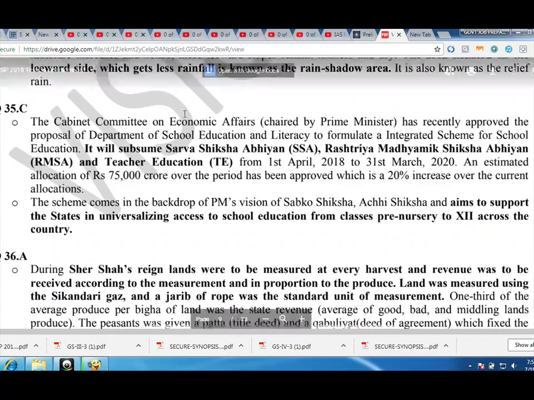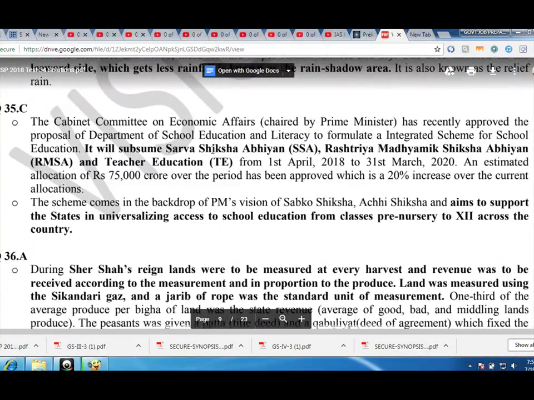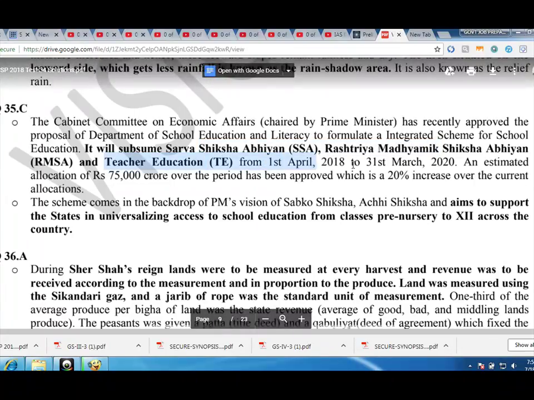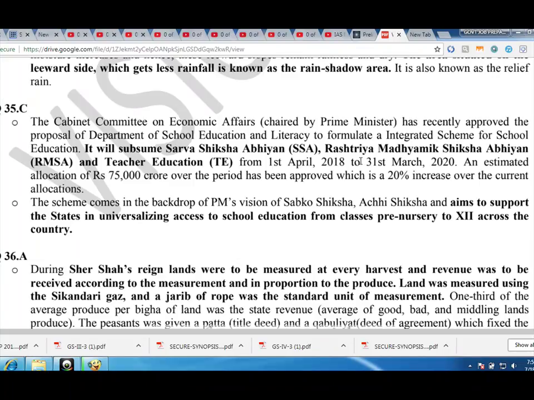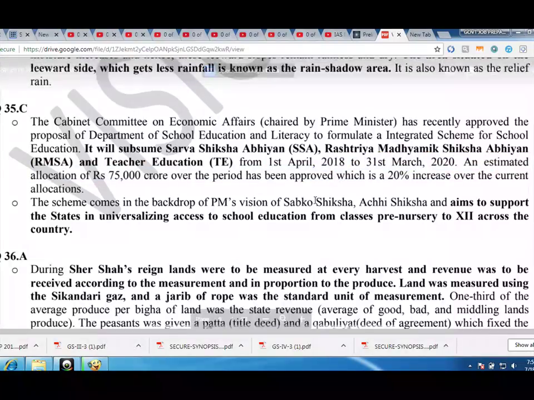Q35. The Cabinet Committee on Economic Affairs, chaired by the Prime Minister, has recently approved the proposal of the Department of School Education and Literacy to formulate the integrated scheme for school education. It will subsume Sarva Shiksha Abhiyan (SSA), Rashtriya Madhyamik Shiksha Abhiyan (RMSA) and Teacher Education (TE) from 1st April 2018 to 31st March 2020. An estimated allocation of Rs 75,000 crore over the period has been approved, which is a 20% increase over the current allocations.